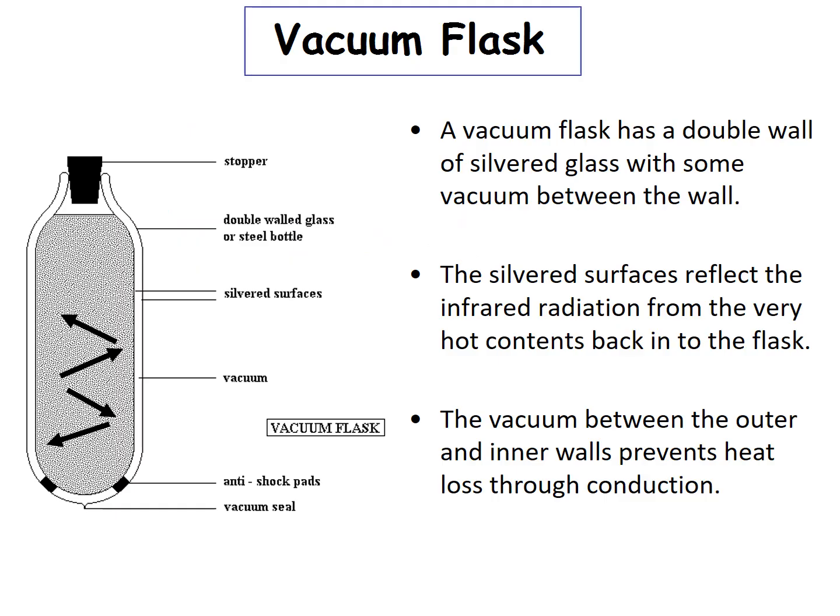Time to make some more notes. This is how a vacuum flask works. It has a double wall of silvered glass with a vacuum between the walls. Remember, air is a very poor conductor of thermal energy, so it's acting like an insulator. The silvered surfaces will reflect the infrared radiation from the very hot contents back inside the flask, and the vacuum between the outer and inner walls prevents heat loss through conduction.